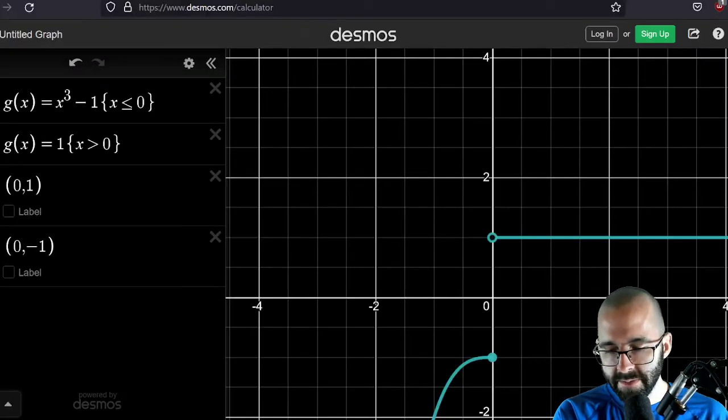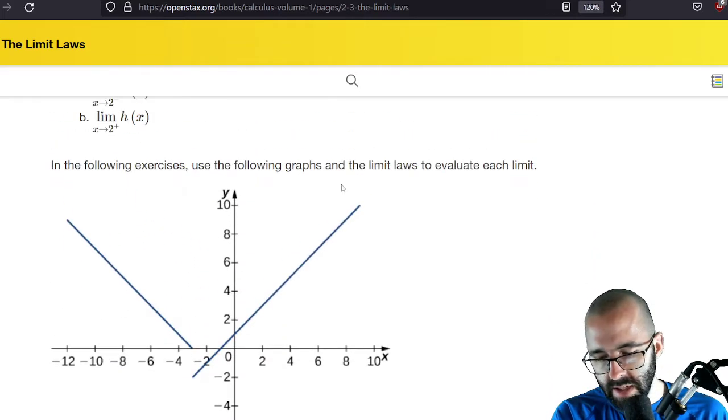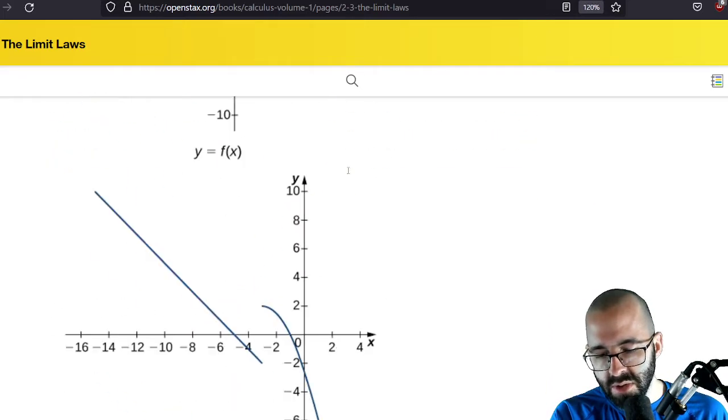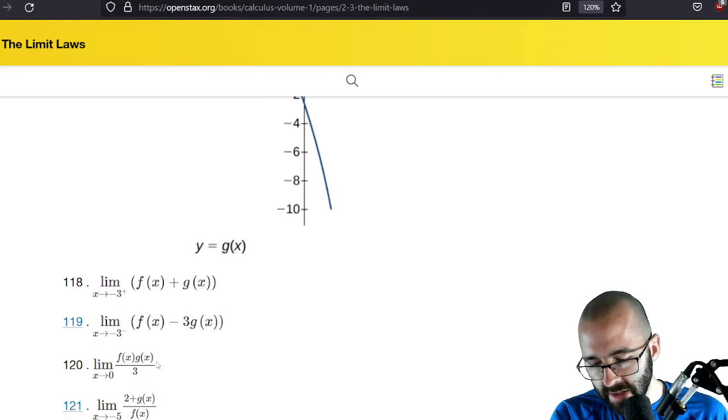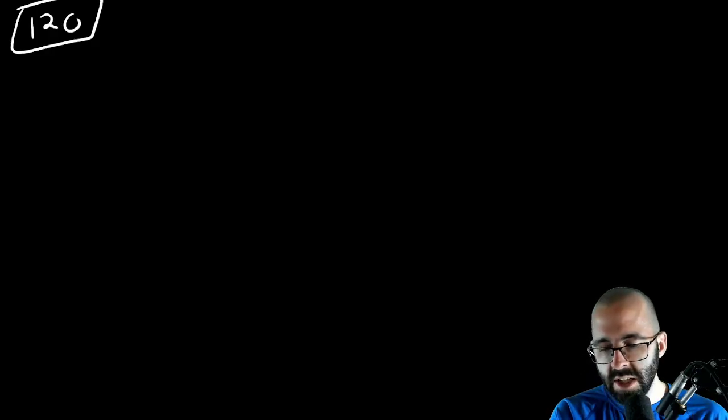Let's do 120. Use the following graphs and limit laws to evaluate each limit. The limit as x approaches 0 of fg over 3.